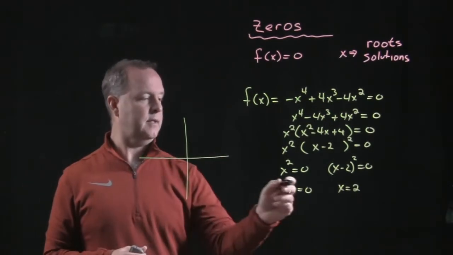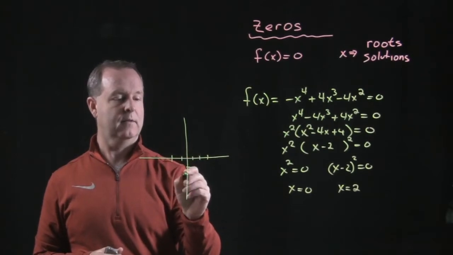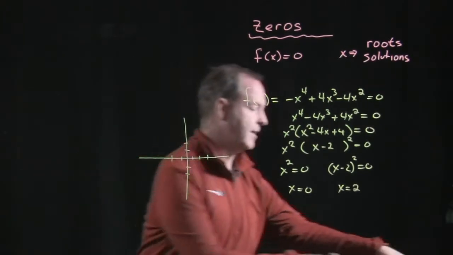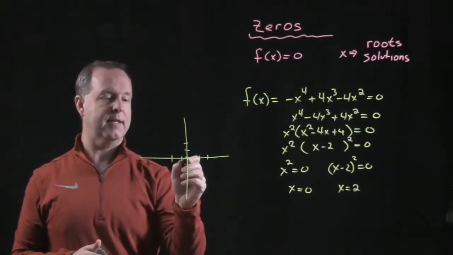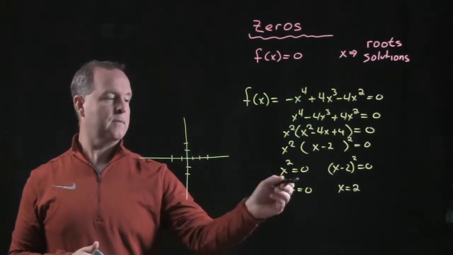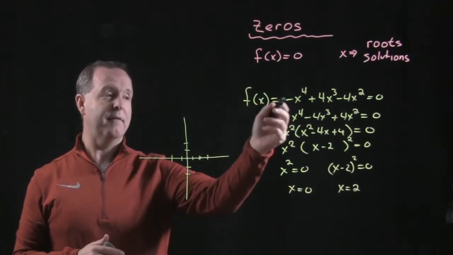We know 0 and 2, so let me just mark off those two points. What are some things that we can determine on this graph? We know that we have a solution at 0. We have a solution at 2. It's the end behavior of this graph.